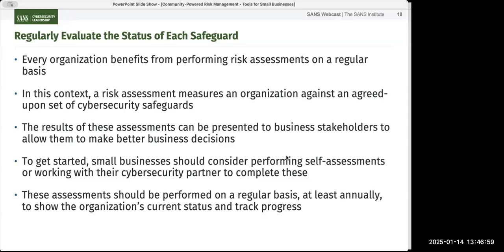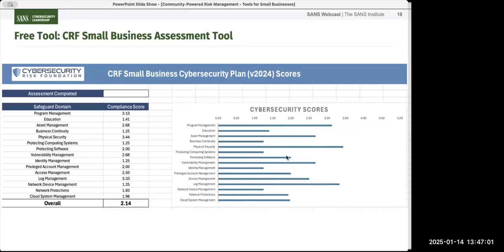Now, one of the tools that we're going to give you is just another free download that you can use to do this, because I don't want this to be an unknown thing or something you have to create from scratch. Over at CRF, at crfsecure.org, we have a small business assessment tool. If you just go to the website, under research, you'll see a link for the small business cybersecurity plan. On that page, you'll see the cybersecurity plan there for you, and we also have the assessment tool that you can download as well.